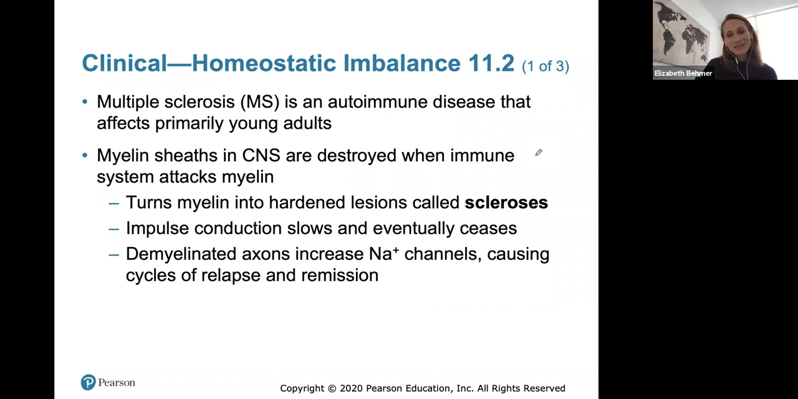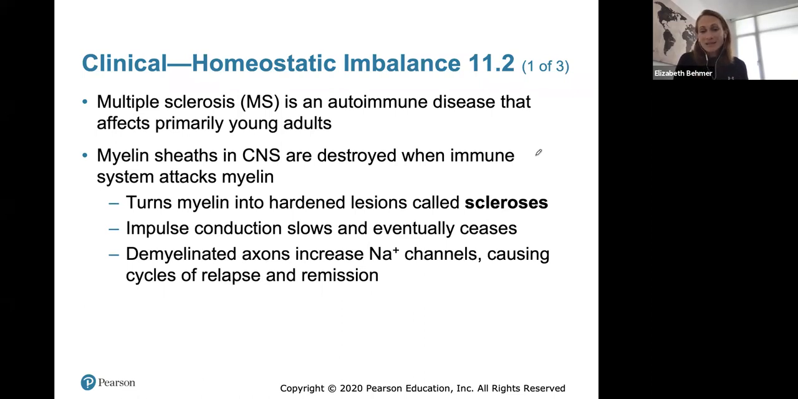Multiple sclerosis is an autoimmune disease, so your body attacks itself. It primarily affects young adults, often young females, as early as their 30s, where the myelin sheaths in the central nervous system are destroyed when your immune system attacks the myelin, and it turns the myelin into a hardened lesion called a sclerosis. And this will slow down the impulse and eventually stop the impulse from happening.